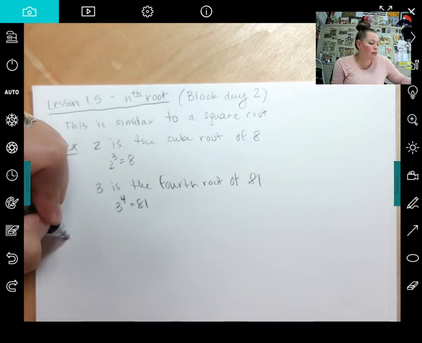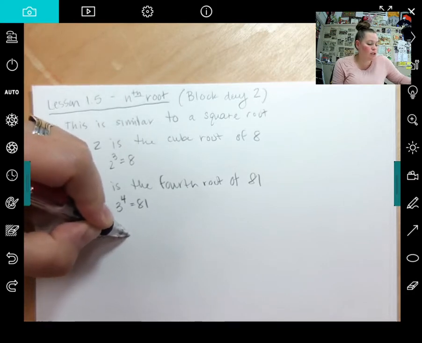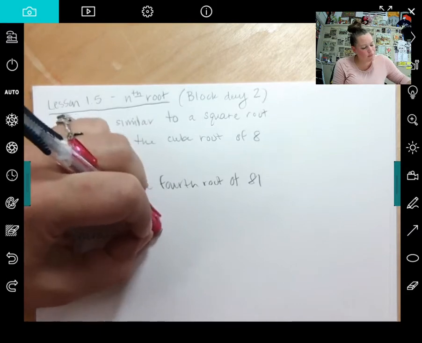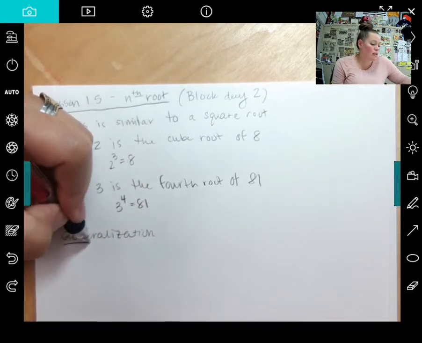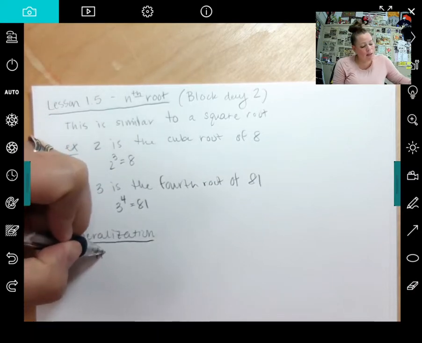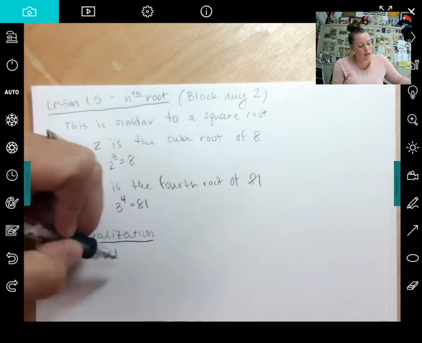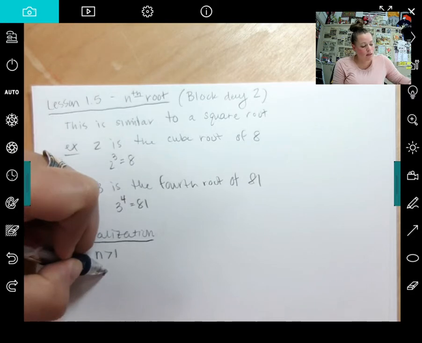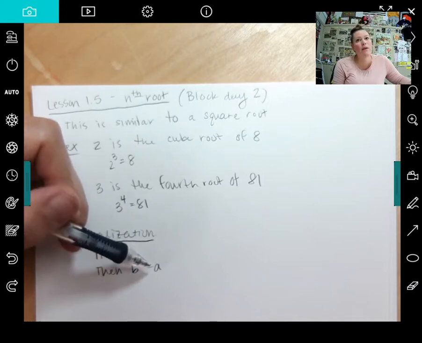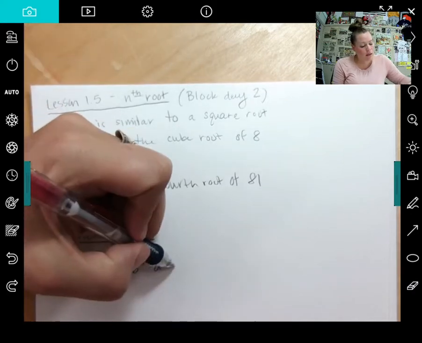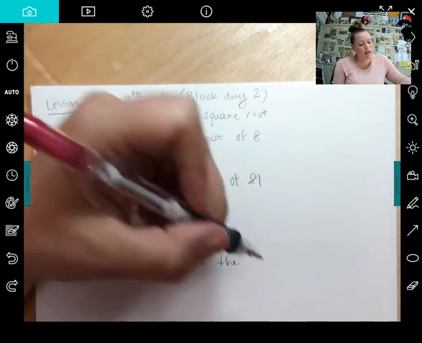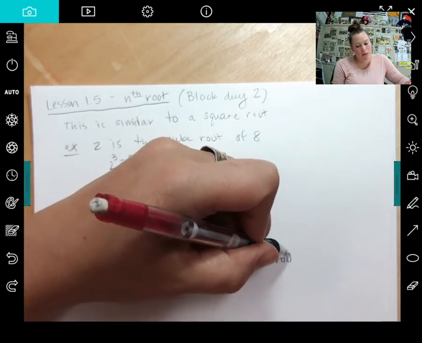So the generalization of this, so generalization just means using letters instead of numbers, would be that when n is a number larger than 1, then our b to the n equals a, so b to some power is going to give us an answer. B is said to be the nth root of a.